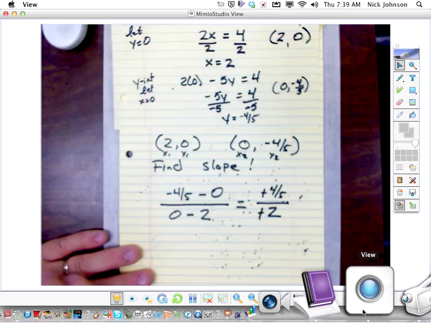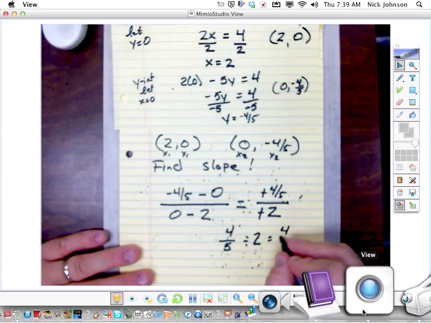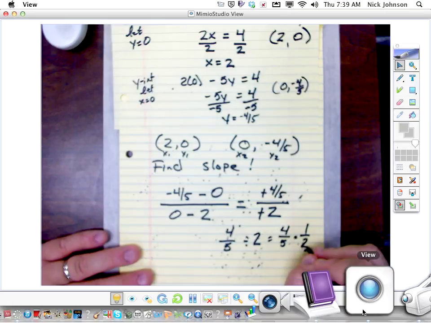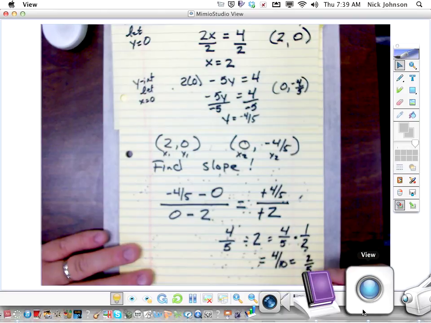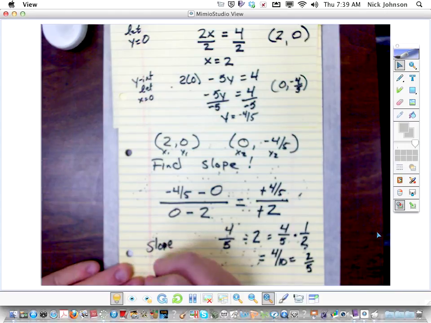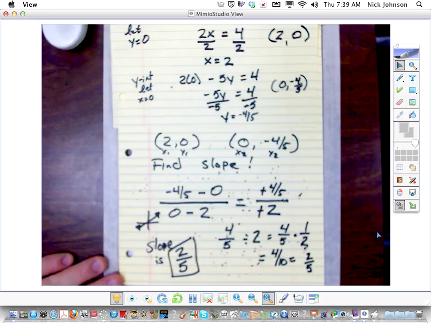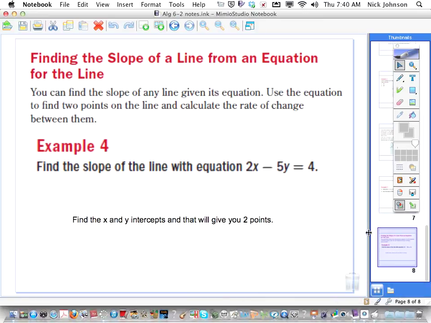Leaves me with a negative 4/5 divided by a negative 2. Well, negative divided by a negative is positive. 4/5 divided by 2 looks like 4/5 times 1/2, which you all are going to tell me is 4/10, which is equivalent to 2/5. Correct? So we know that equation slope is a positive 2/5. So what we should know is that line is going up from left to right.